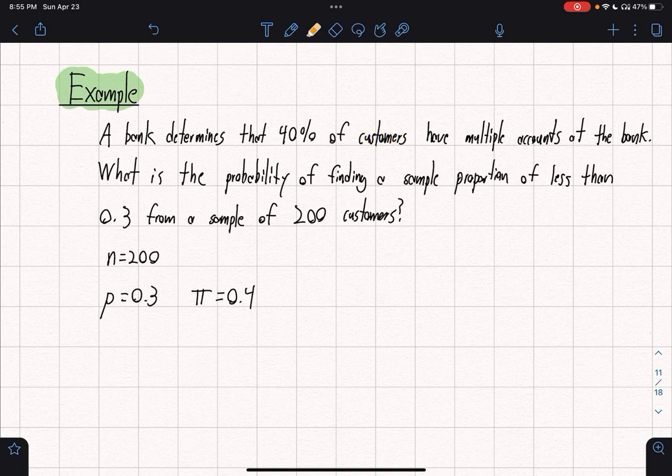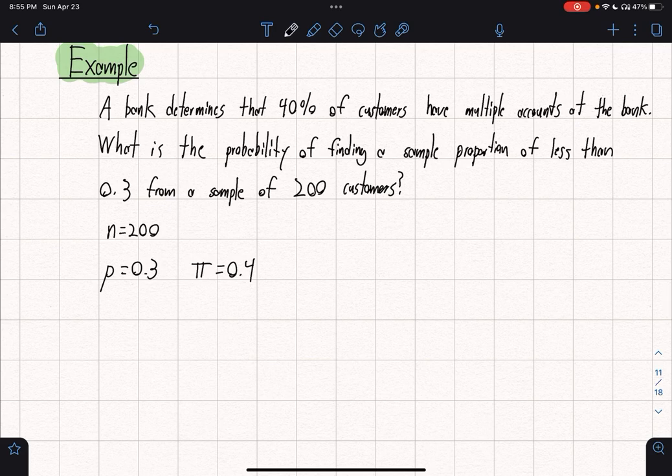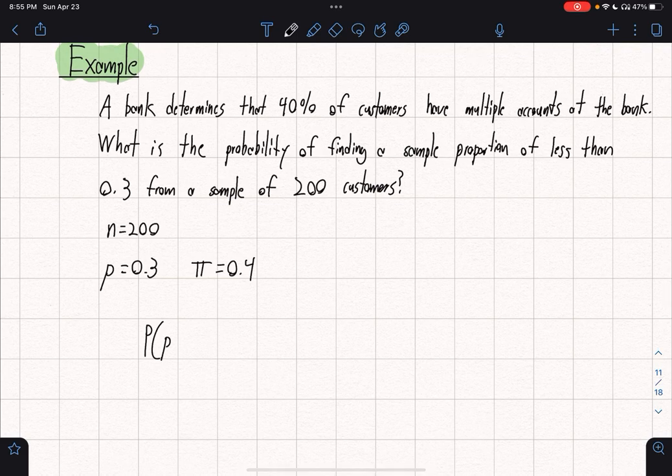Whenever we take a sample, we're interested in finding the sample proportion less than 0.3. That's why I am calling p 0.3, because that's the proportion from the sample, and I'm calling pi 0.4 because that is the proportion of customers at the bank in total. So what are we asked here? We want to know the probability of finding a proportion less than 0.3. So let me rewrite this: the probability that p is less than 0.3.